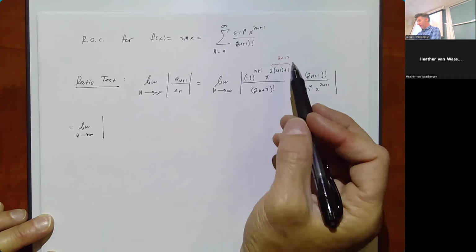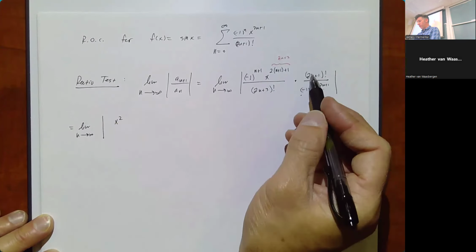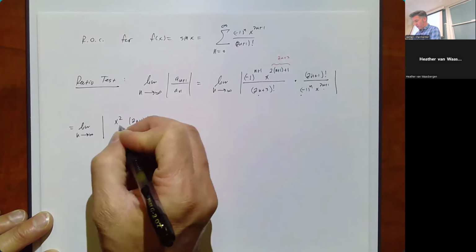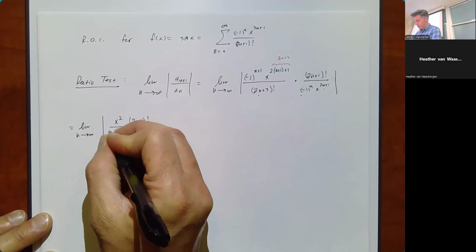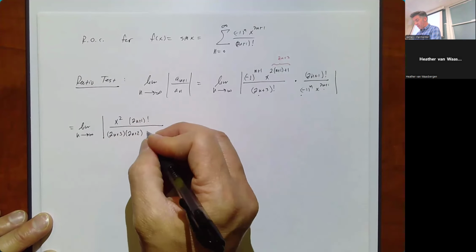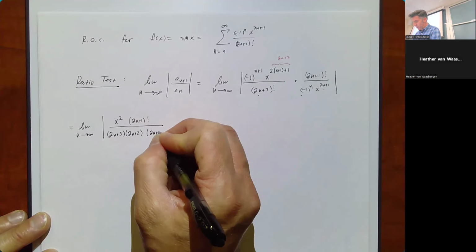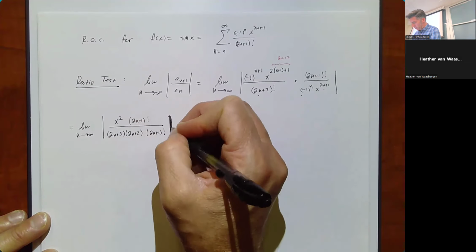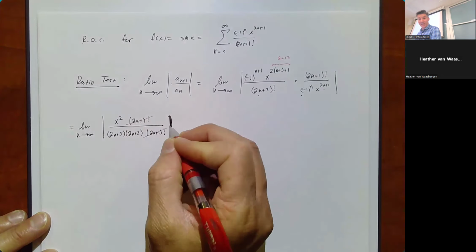The x to the 2n plus 3 divided by x to the 2n plus 1 is going to be x squared. And then the 2n plus 1 factorial over 2n plus 3 factorial, we're going to write as 2n plus 3 times the next smallest integer, which is 2n plus 2, and then we have times 2n plus 1 times 2n times, right, all of the terms for 2n plus 1 factorial. So, oh, sorry, absolute value, not a bracket, sorry. And these two factorials, the 2n plus 1 factorial and the 2n plus 1 factorial, cancel out.